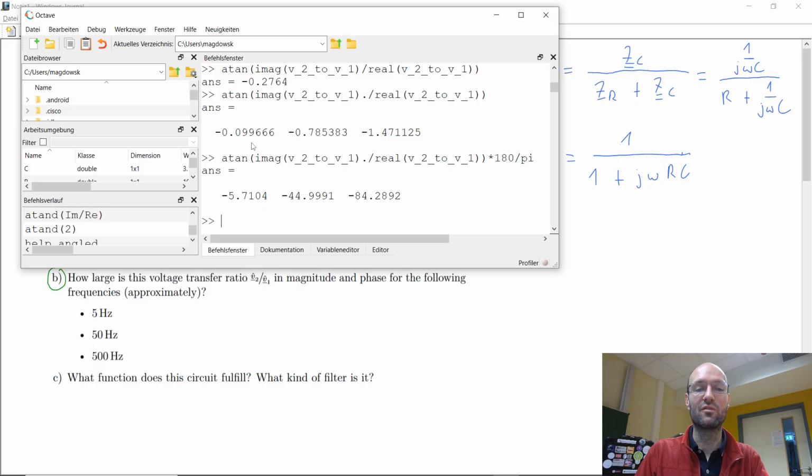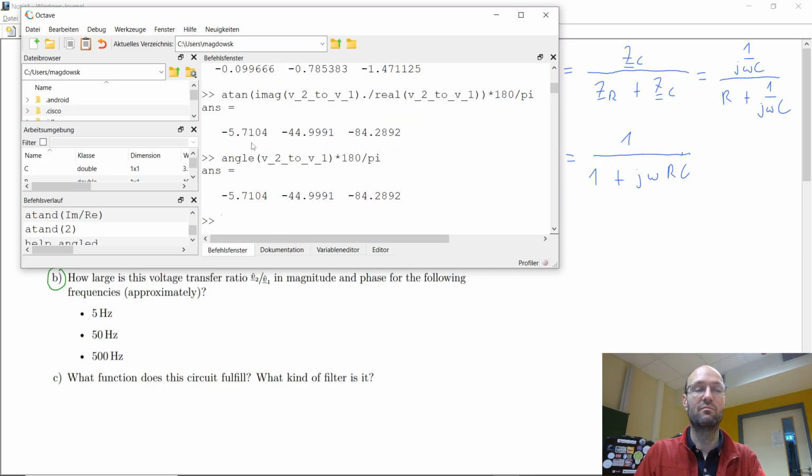There is, of course, also a more simple way to do this. So there is some angle command. And if we just use this and multiply with 180 divided by p, then we get the very same result there. So absolute value, or abs, gives magnitude, angle gives phase.